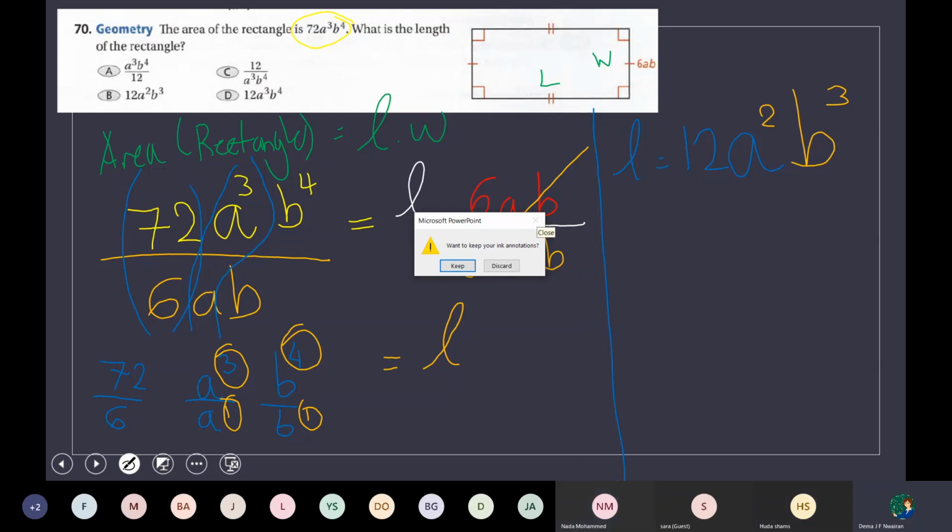Here now, what is the answer? A, B, C, or D? A squared, b cubed. What is the answer? 12, which is B. 12 a squared b cubed. Yes. See, look at D here. You have a cubed, b to 4. It's not true. I want a squared, b cubed, which is B.